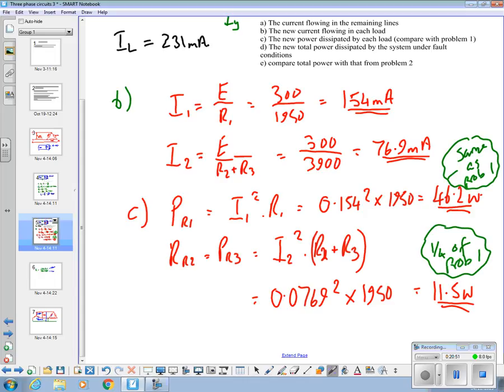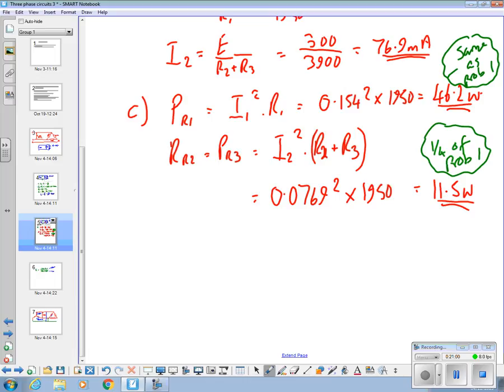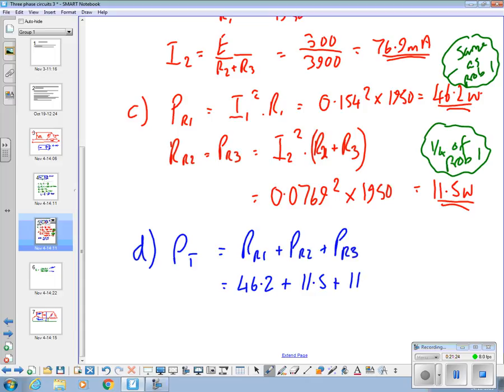Okay. So the next part, sorry, fourth part, D, is the new total power. The total power must be PR1, PR2, PR3, we'll add them all together. So we've got 46.2 plus 11.5 plus 11.5 equals 69.2 watts.